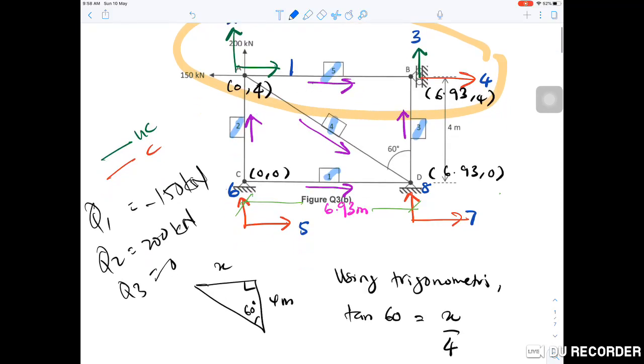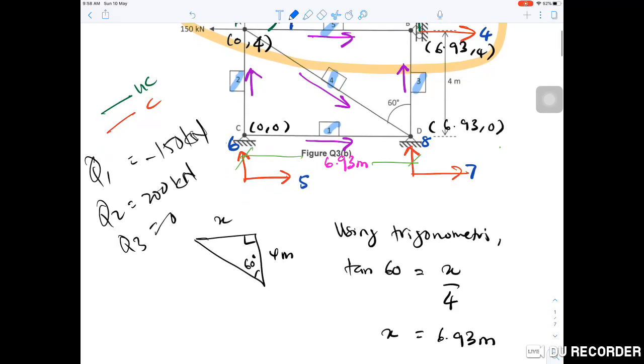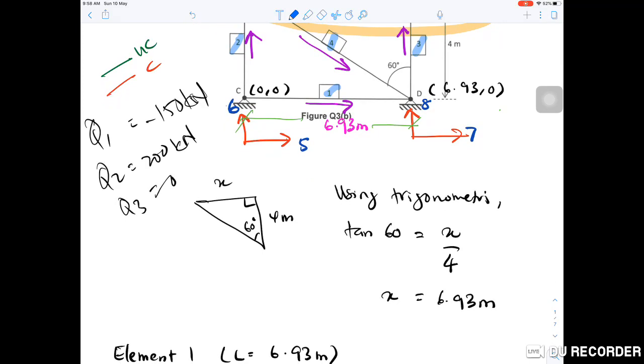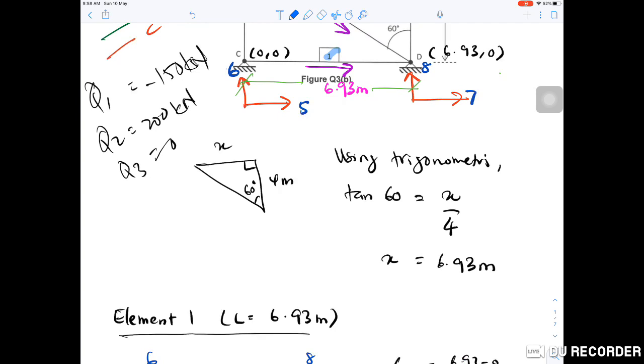And since this question does not give us the horizontal force, it just gives the vertical force and the angle, using trigonometry we calculate the horizontal length. This is the basic mathematics that everybody learns in school. So we will get the x value or horizontal member due to 60 degrees. We use tangent 60, x is equal to 6.93. So now we already know the horizontal length.